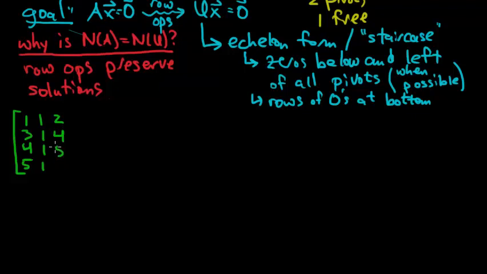Two, 4, 5, and 6. There we go. Alright, so we have our first pivot right here. So essentially our first goal in elimination is to make all of these zeros to get it into echelon form. So we want zeros below all of the pivots, and so we want to eliminate 3, 4, and 5 and turn them into zeros with row operations.